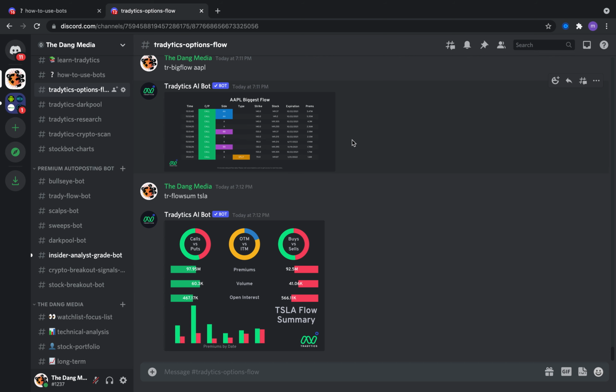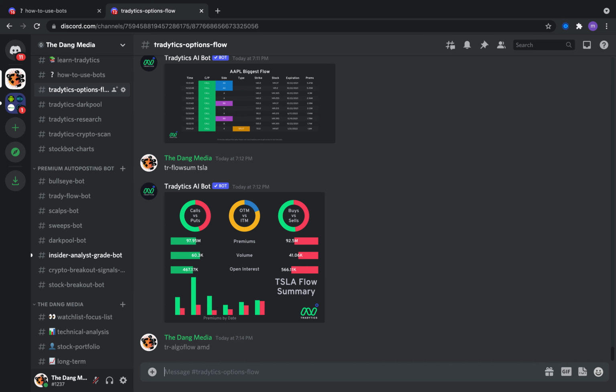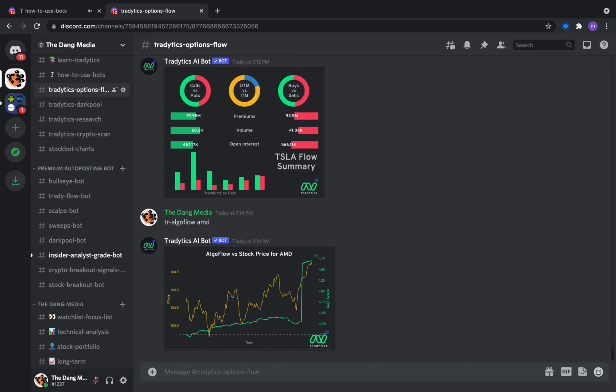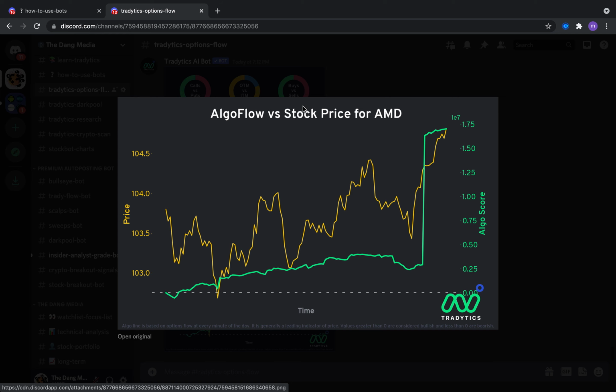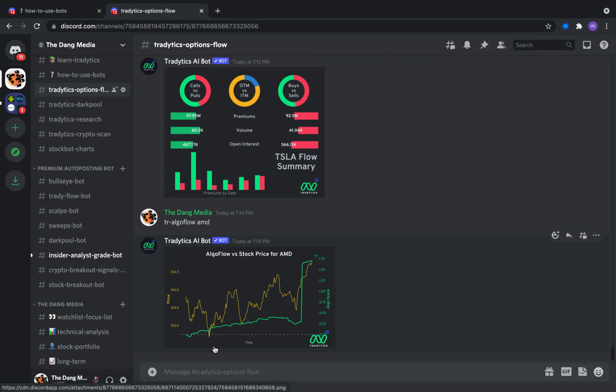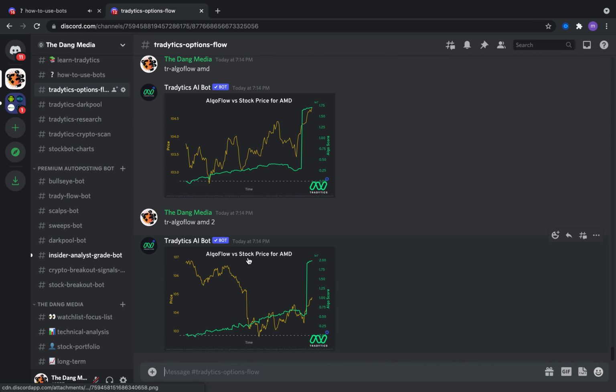So the first thing, for TR Algo Flow, you have to type in the command and then type in the ticker. For this example, we'll do AMD, right? TR Algo Flow AMD. This is showing the 1-day chart for the Algo Flow versus stock price for AMD. And then if you do TR Algo Flow AMD 2, this is the 2-day chart.